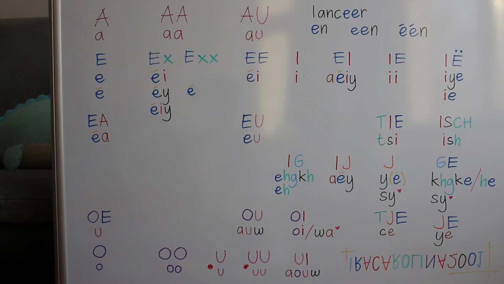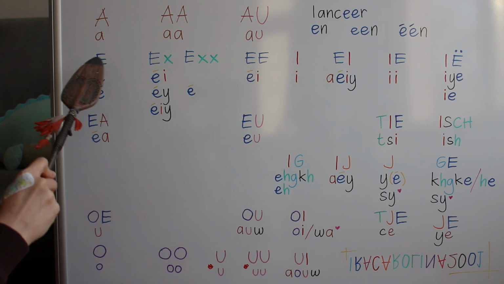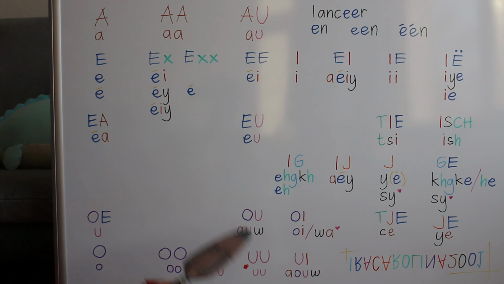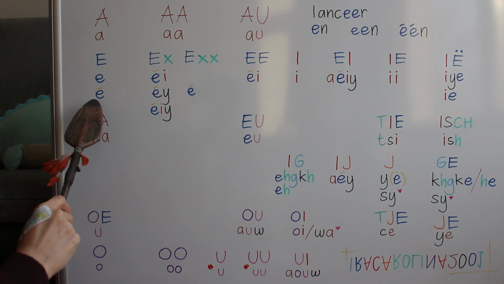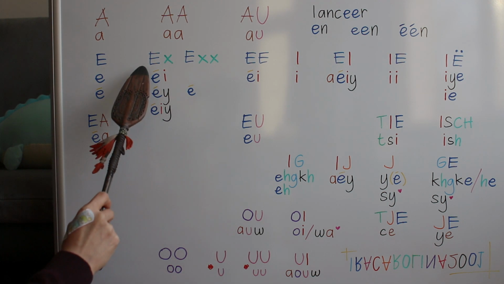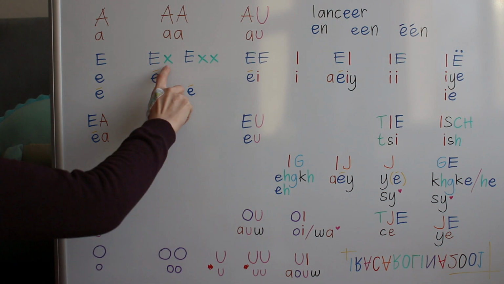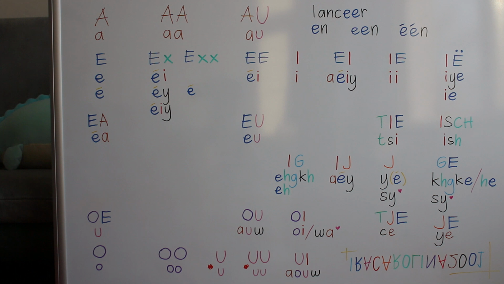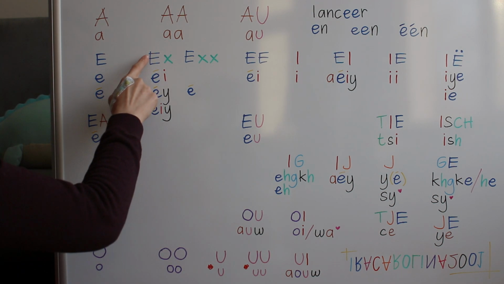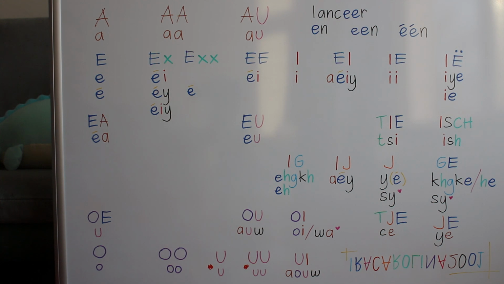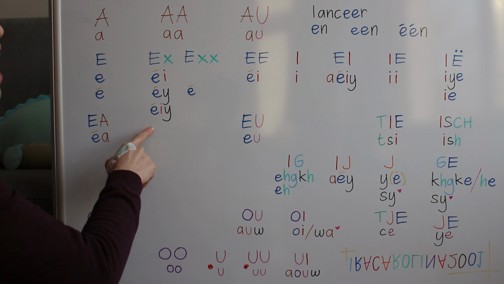Au. This one can be E. It means there's one consonant right after this vowel. We pronounce this vowel, if there's one consonant after that, as A.